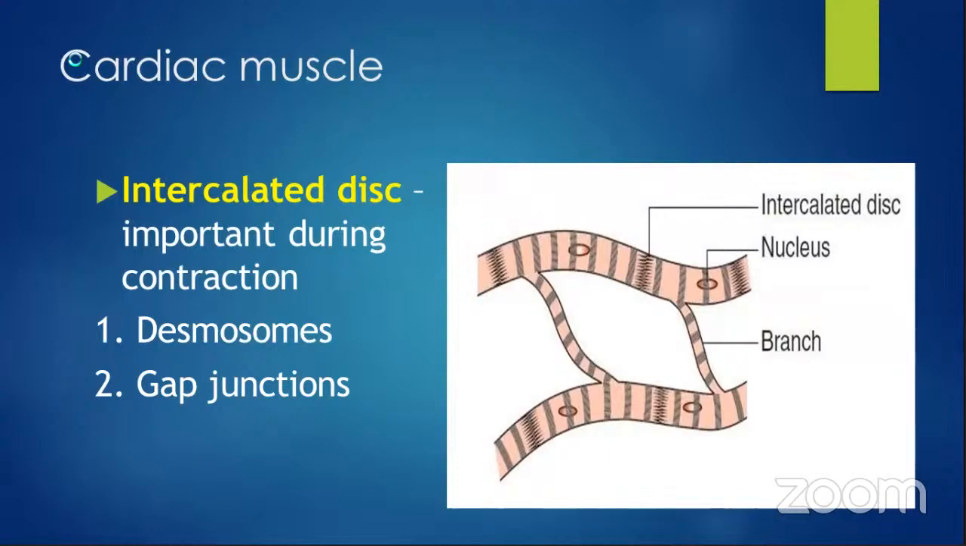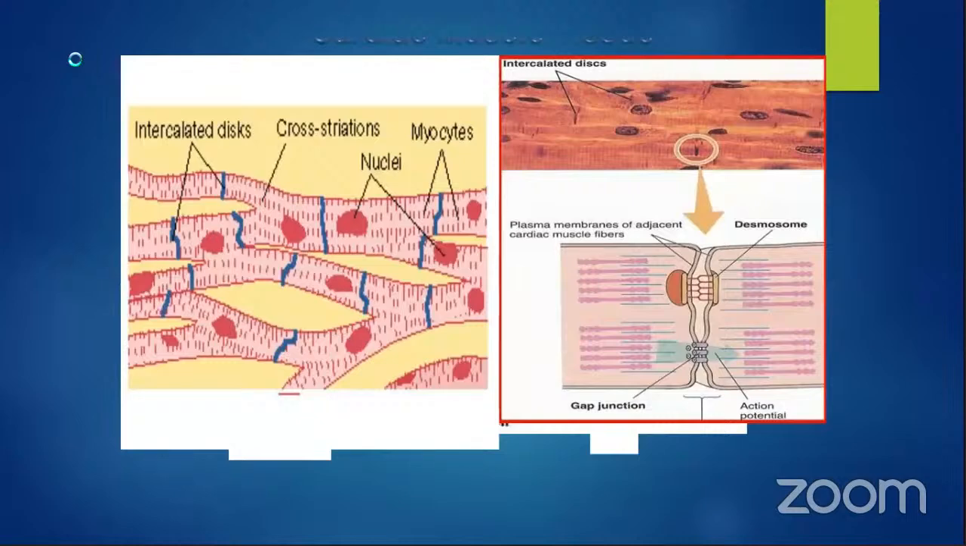Desmosomes are strong connections that tie adjacent cells together. So a pull on one contractile unit can be transmitted to the next cell. These desmosomes are important in the contraction of cardiac muscle. Then there are gap junctions.